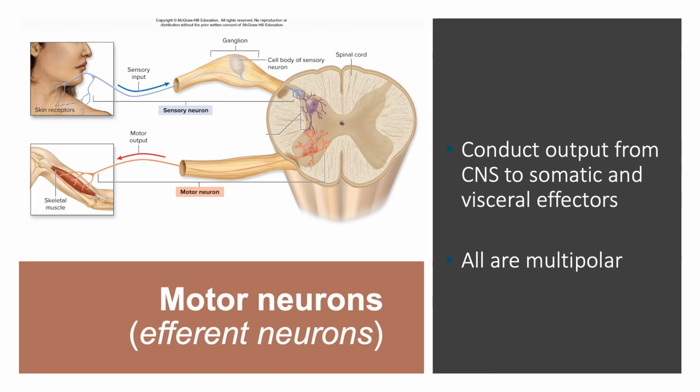Motor neurons, or efferent neurons, they're going to conduct that output from the CNS to the somatic and visceral effectors. And all of these are multipolar. So that cell body originates in the CNS, and then from the CNS it goes to your somatic effectors, such as skeletal muscle.